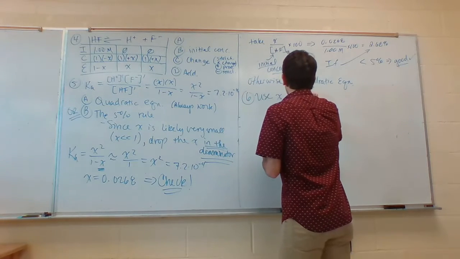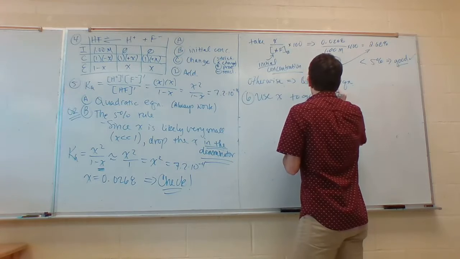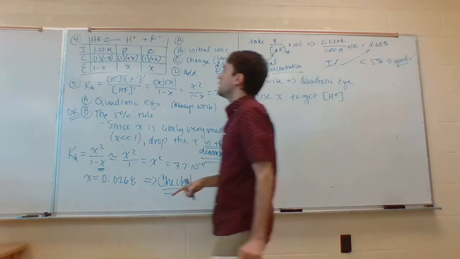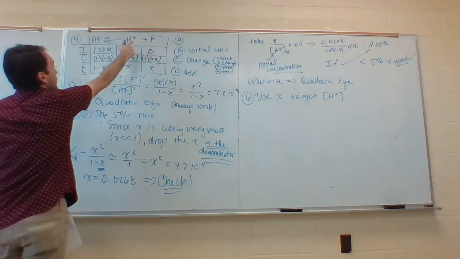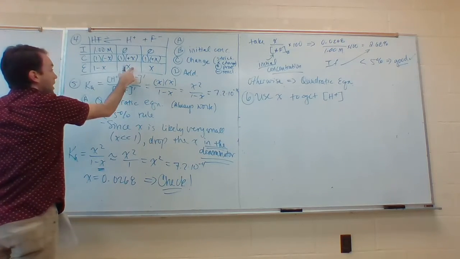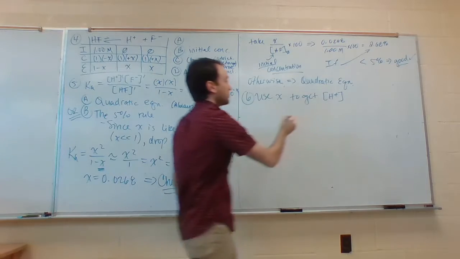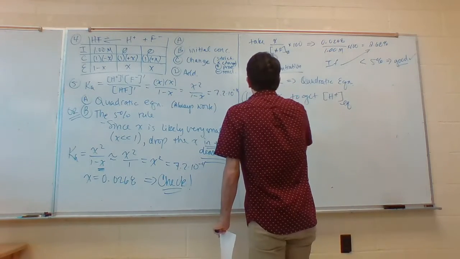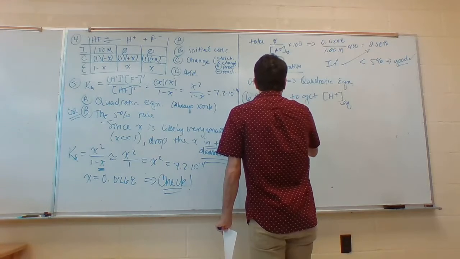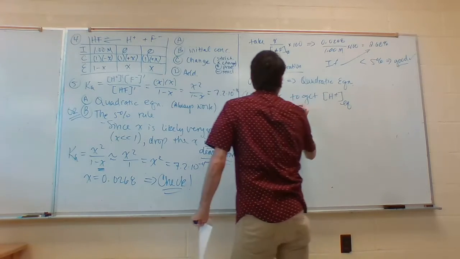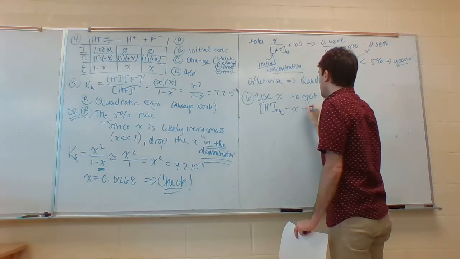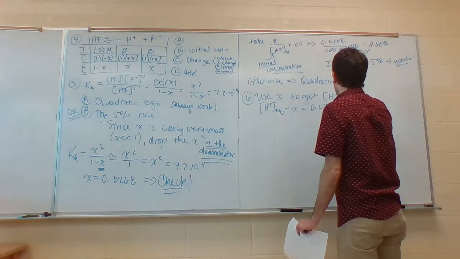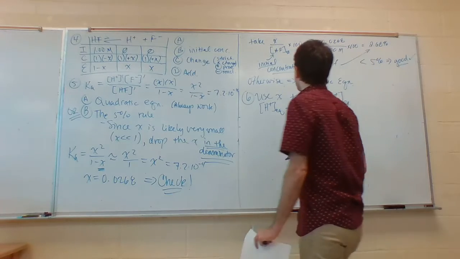So now that we have x, in step 6, we're going to use x to get our concentration of H+. Remember that was step 6? So we know that we're looking for our concentration of H+ at equilibrium. It happens to be that our concentration of H+ at equilibrium is equal to x, which means that this is equal to 0.0268 molar.